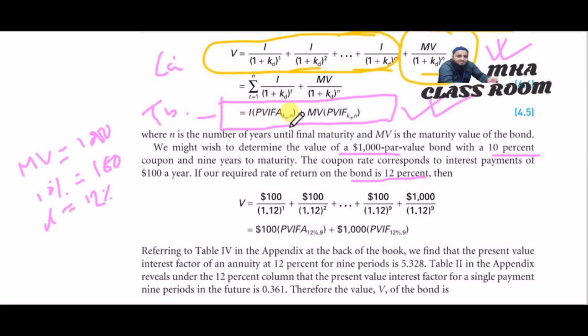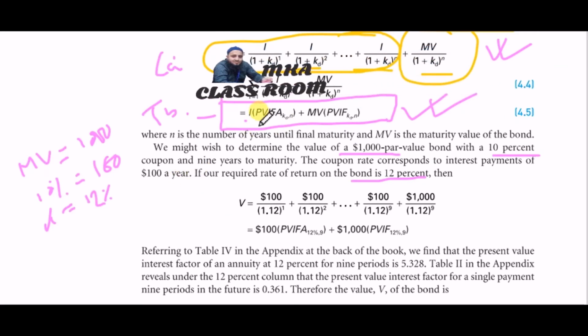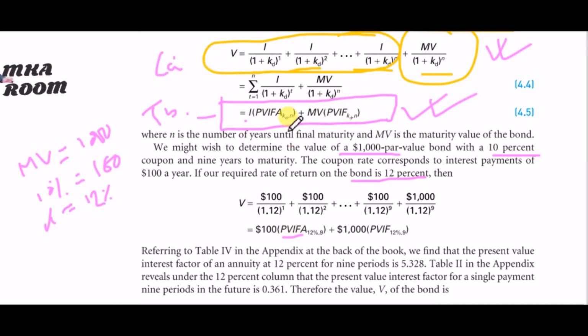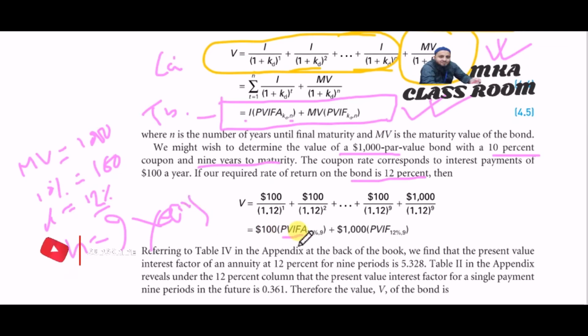If we put down this value in this way, the interest payment should be 100, times PVIFA, the present value interest factor for an annuity, with KD of 12% and N, the number of periods to maturity, of 9 years. Then the maturity value MB of 1000, times PVIF, the present value interest factor, at 12% and 9 years.